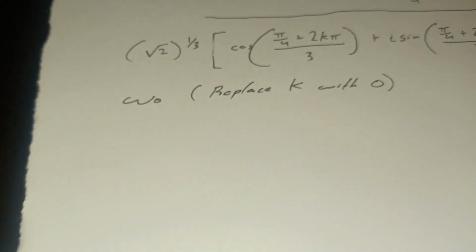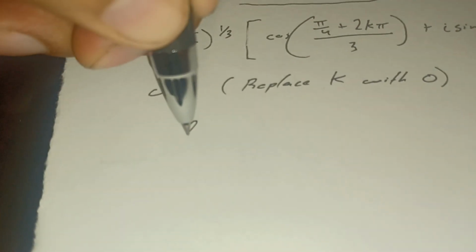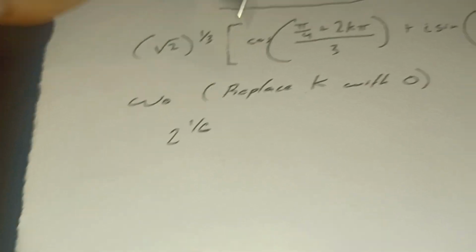All right, so let's go ahead and go back to w0 to find our first root, which is 2 to the 1/6 power. Remember, we got this by doing a little bit of algebra.